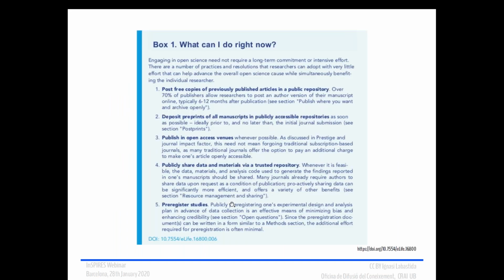Well, to end my talk, I just leave these 5 points that come from an article from a researcher that published in this journal, eLife, saying, what can I do now if I would like to share more openly my research. So these are the 5 recommendations: to post free copies of your previously published research in public repositories, deposit preprints as soon as possible, publish in open access venues, publicly share data and materials via trusted repositories, and finally pre-register any studies. If you access the paper, you'll see a broader explanation of all these 5 points.